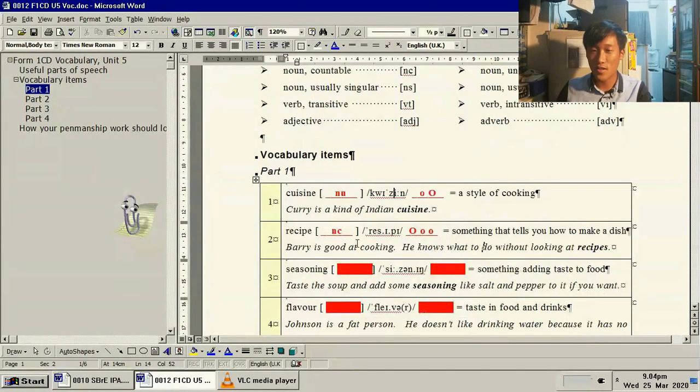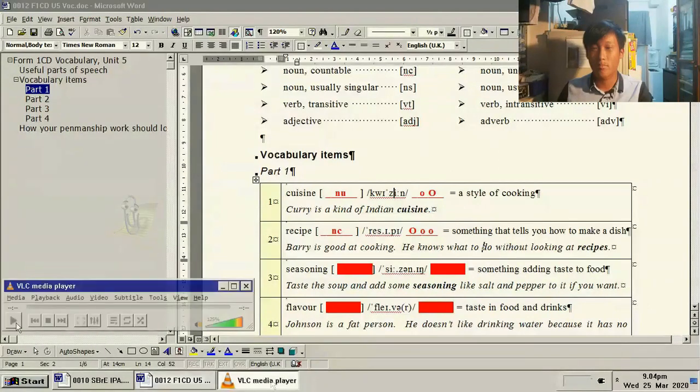So recipe, practice reading together. Can you listen and repeat? Recipe. Something that tells you how to make a dish. Barry is good at cooking. He knows what to do without looking at recipes.